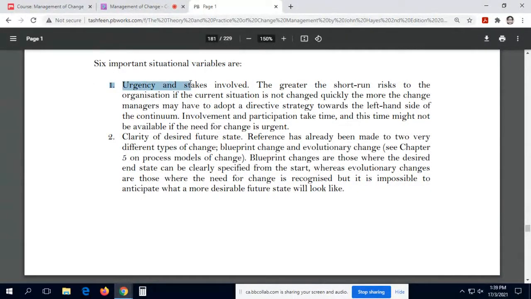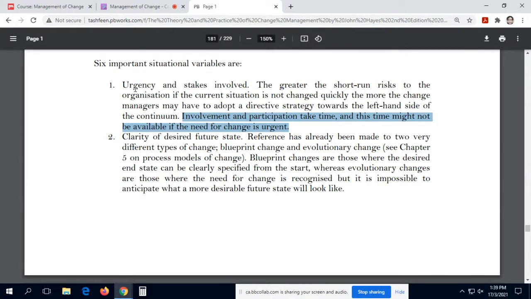Anyways, let's look at the six variables quickly. Number one, urgency and stake involved. How urgent is it? Is it non-urgent? What type of stake is involved? That is very important. Number two, clarity of the desired future state. How clear is the desired future state to you?